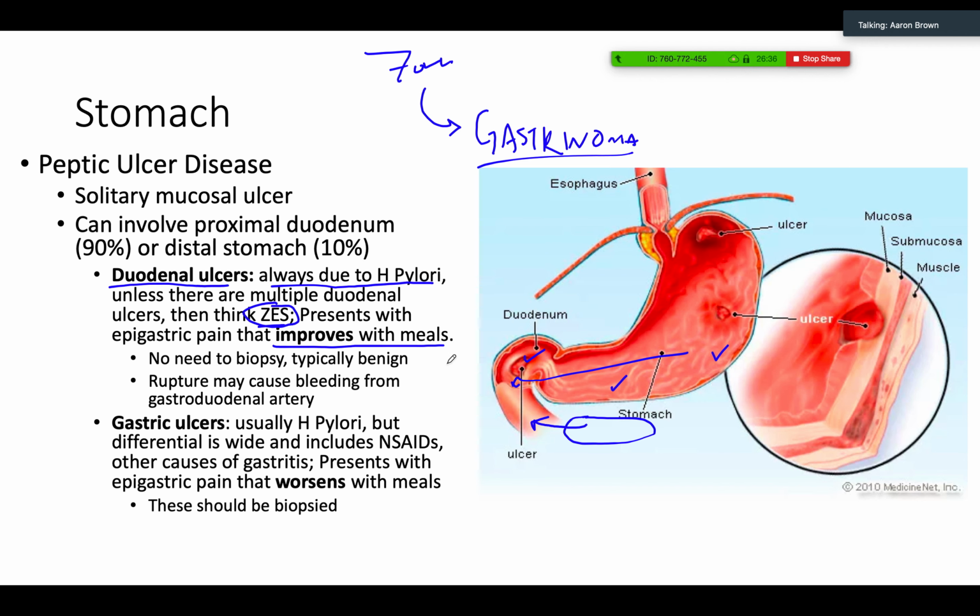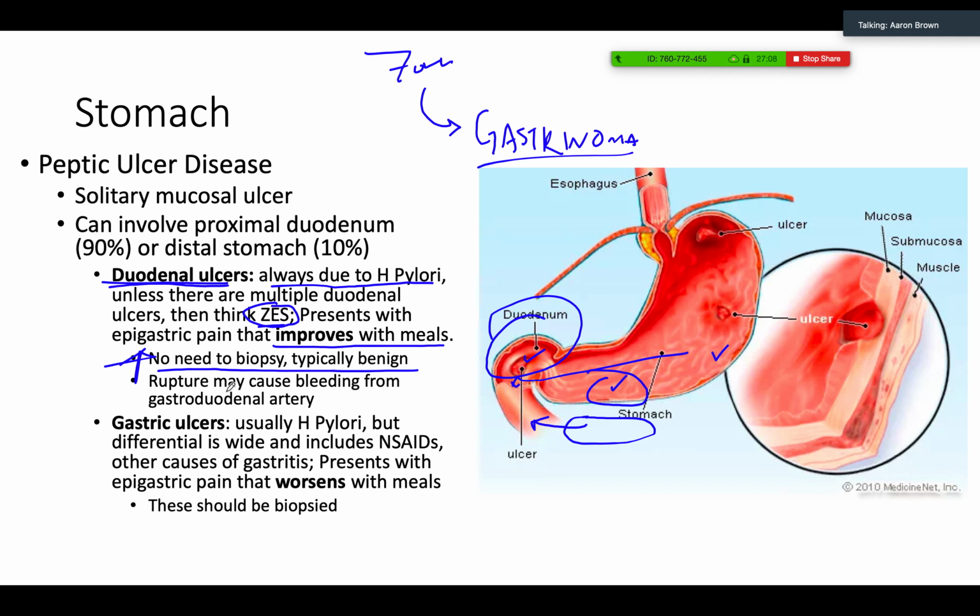Tastes good anyway. These ulcers do not need to be biopsied. This is a question on your step 1. You do not need to biopsy duodenal ulcers because 99.99% of the time, they are not going to be cancer, okay? They're also not going to have any H. pylori because the H. pylori is all the way back here in the antrum, okay? So your biopsy is not going to tell you anything. So do not biopsy duodenal ulcers. I repeat, do not biopsy duodenal ulcers.